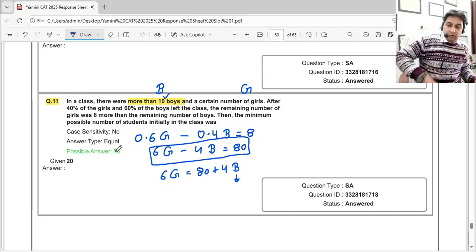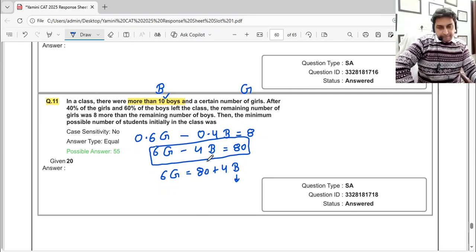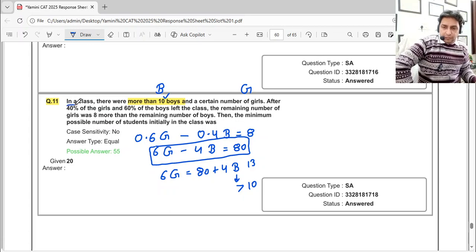Because I need to find out the 40% of the girls and 60% of the boys also left, so that also has to be a multiple. Boys is more than 10. When I say 40% of the girls, that means it's 2 by 5, so girls G has to be a multiple of 5, and when I say 60% of boys, that means 3 by 5 of boys, so B also has to be a multiple of 5. So I'll not take B as 11, 12, 13, I'll straight away take it as 15 first of all. If I take B as 15, 15 into 4 is 60, 60 plus 80 total becomes 140, but that is not a multiple of 6, so we can't get a natural number for G.